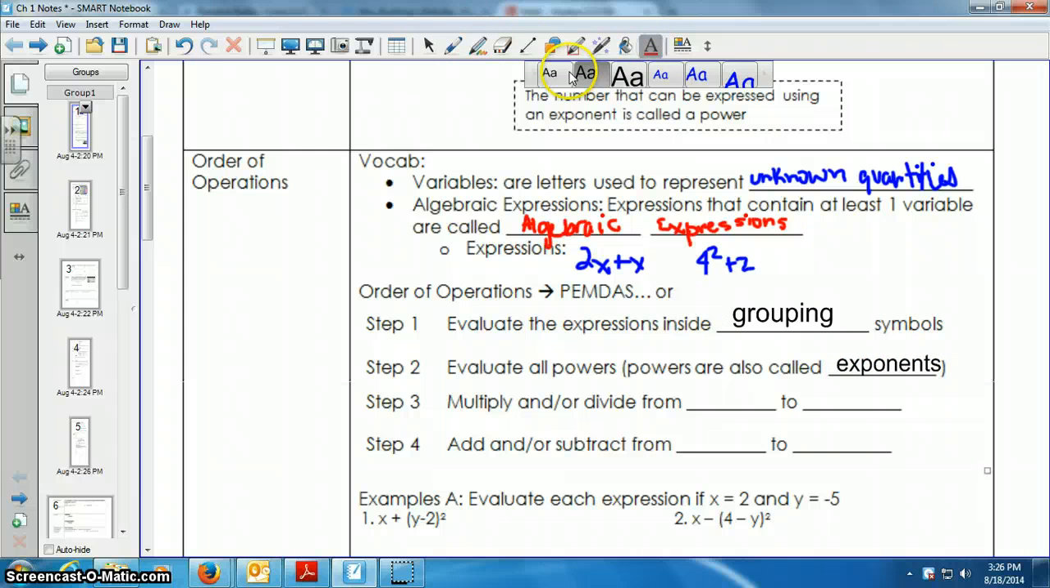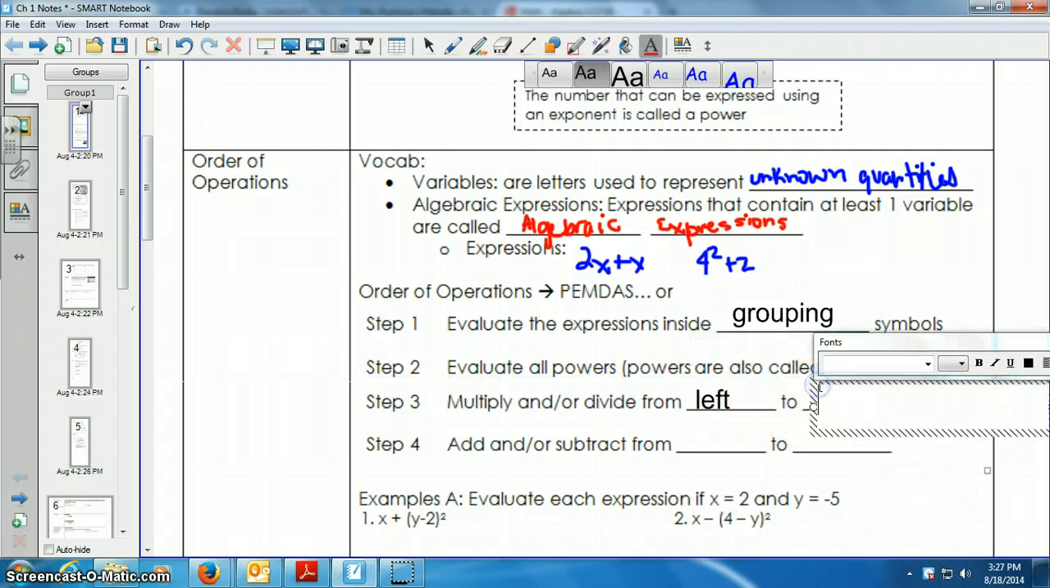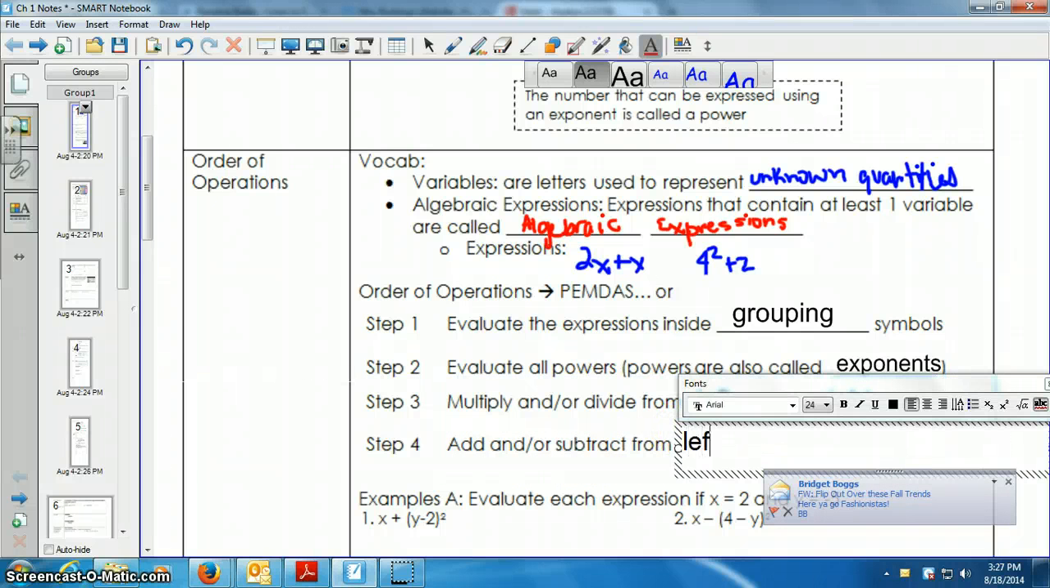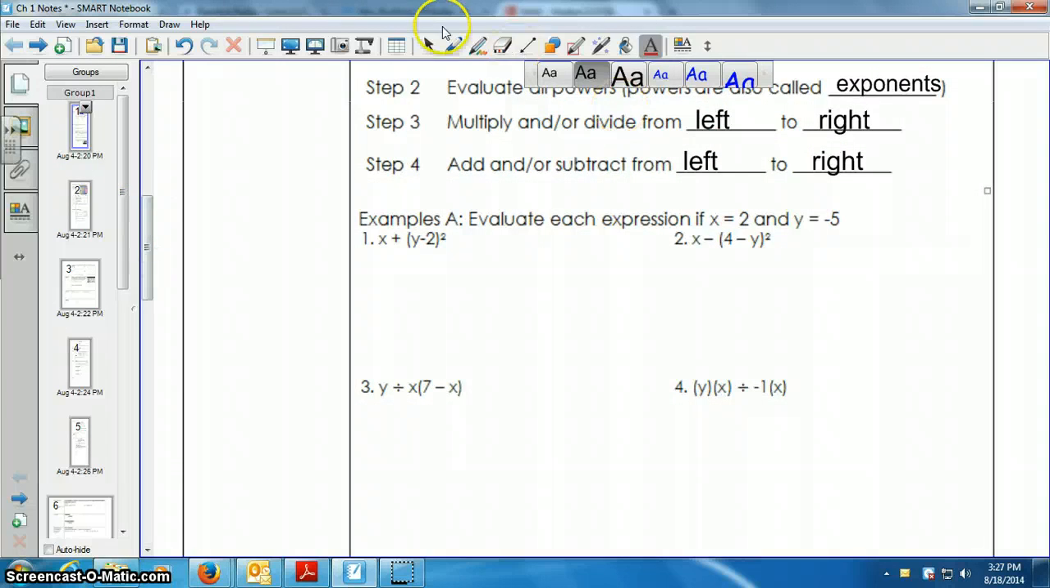Multiplication and division. So one is not better than the other. They're kind of on an equal playing field. If you have both, you're going to go from left to right, just like reading a book. Same thing with addition and subtraction. One's not coming before the other. If we had both, we'd go left to right. So let's go ahead and do a couple of examples together here.